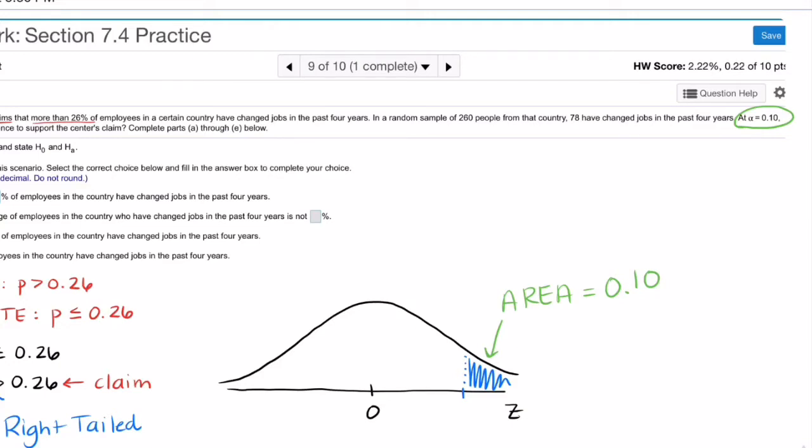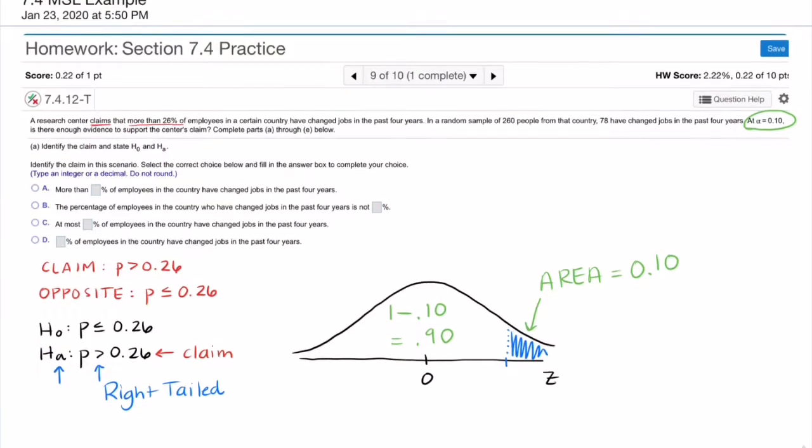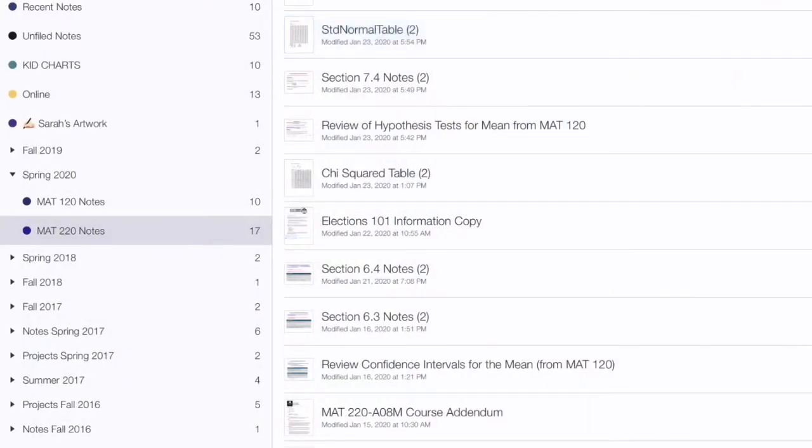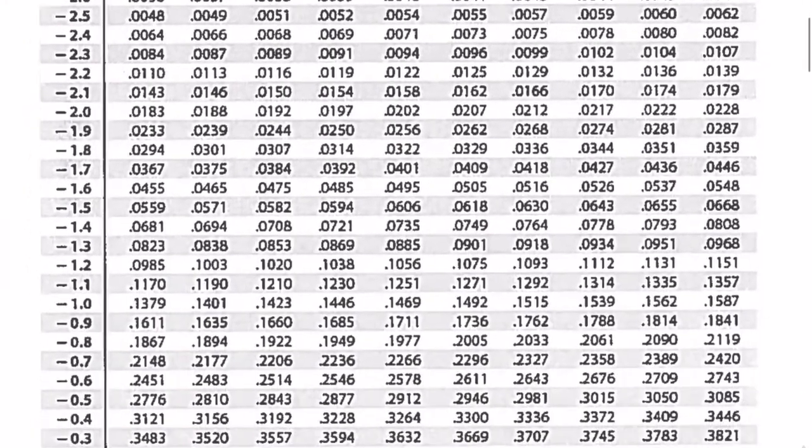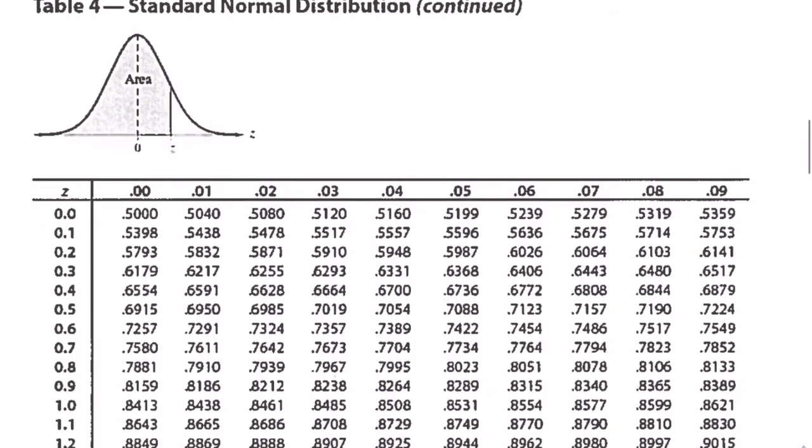This is also why for a right-tailed test, when you go to your standard normal table, you have to remember to subtract that level of significance from 1 so that you are indeed looking at the area to the left and in turn get a positive critical value. All right, so what that means is when I go to my standard normal table, I'm going to be looking for an area to the left of 0.90, because that will in turn give me a positive z-score, and I know for a right-tailed test, the z-score has to be positive.